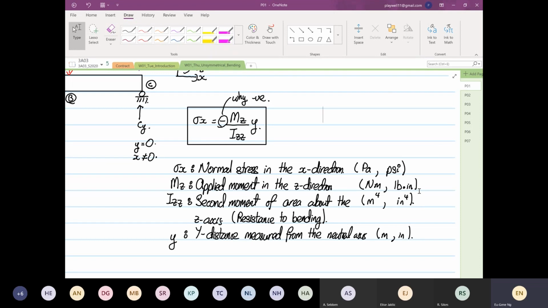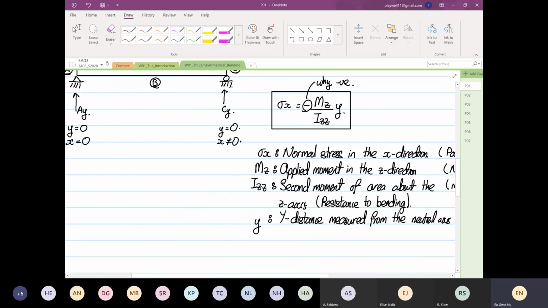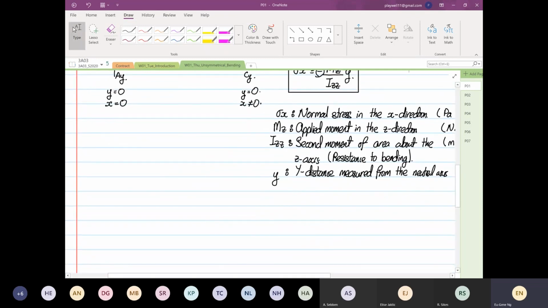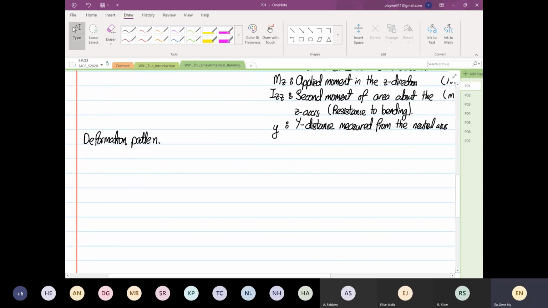Okay, so the next thing that I want to draw over here is we like to sketch out the deformation pattern. Let's look at the deformation pattern. If I were to sketch now how the structure will deform, the structure will tend to deform this way.